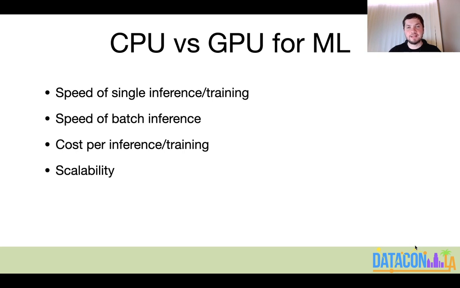So next, let's compare CPU and GPU for machine learning applications. Usually, we use GPU for training deep learning models, but for example, if we look at the inference, there are multiple axes of comparison, not just speed. We also want to be able to compare them based on cost, because it's important, and also scalability.